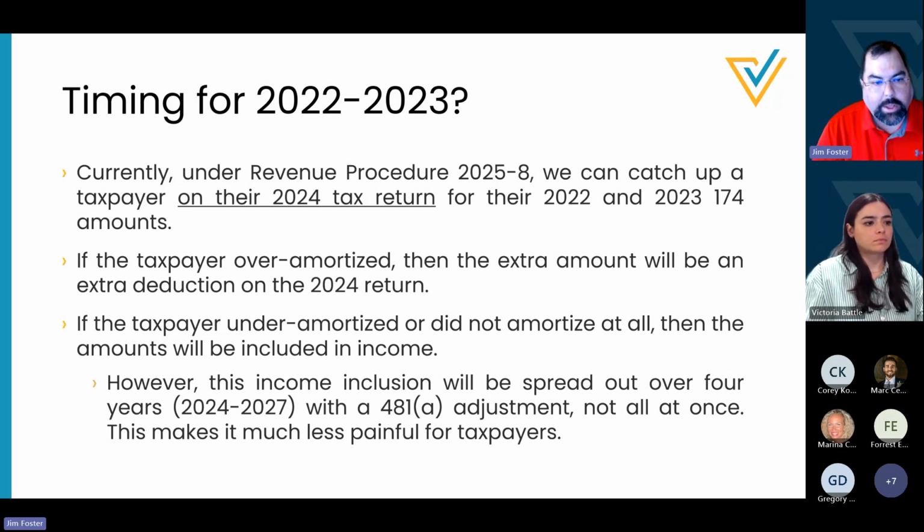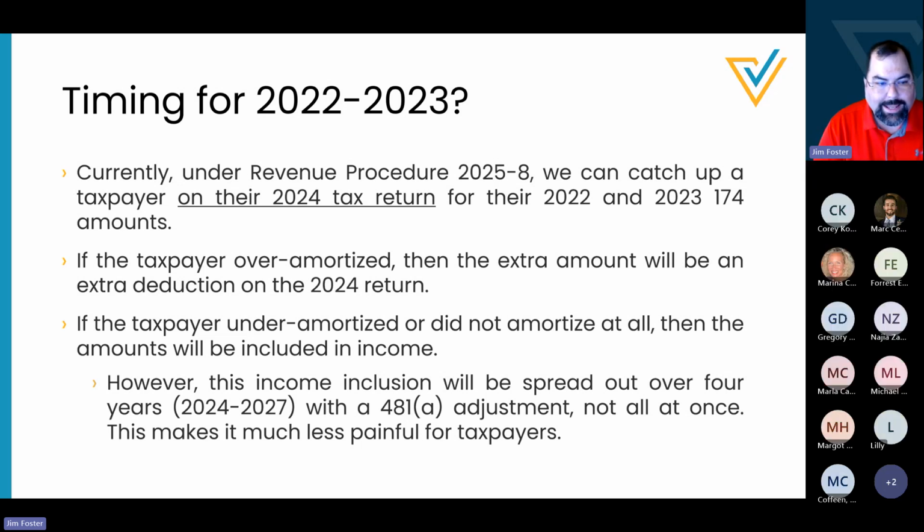Now, more commonly, what we're looking at is an under-amortized situation, or somebody that hasn't amortized at all. Then those amounts are going to be included in income. However, the income inclusion will be spread out over 4 years with a 481(a) adjustment, not all at once. So if you pulled in, let's say, $1 million in income into the 24 return that you should have recognized in past years, you don't take $1 million in income on 24, you take $250,000, and you take $250,000 on 25, 26, and 27.